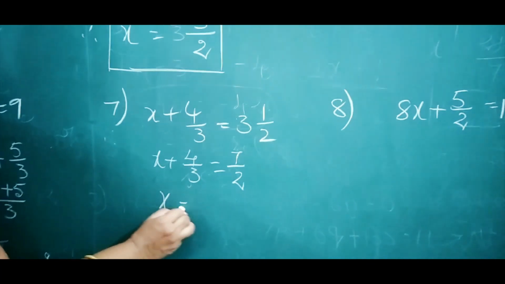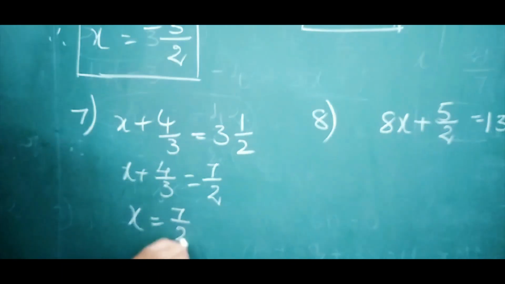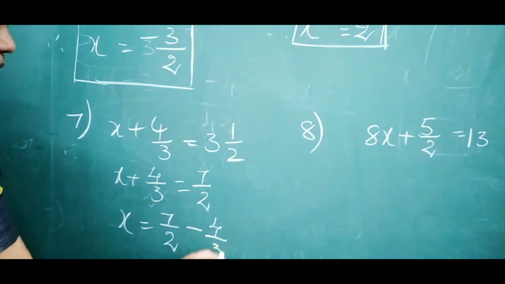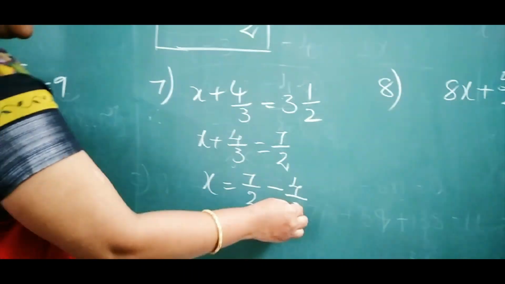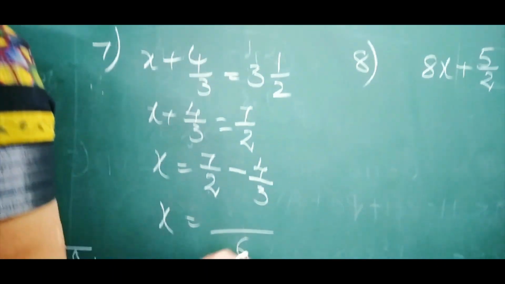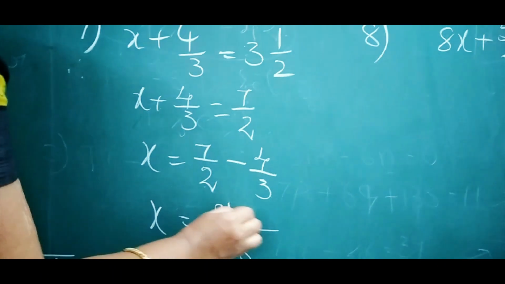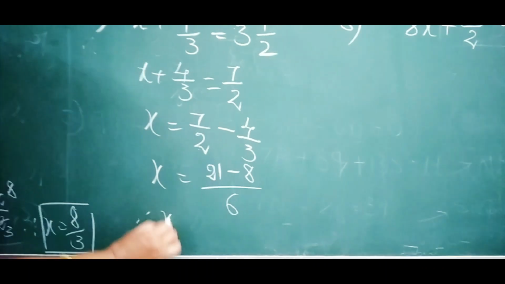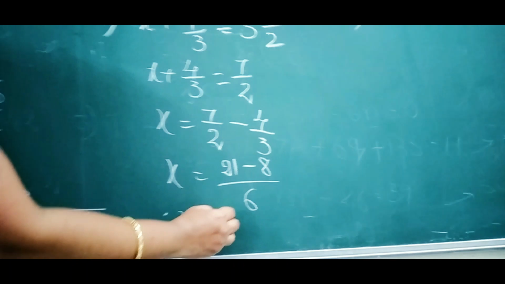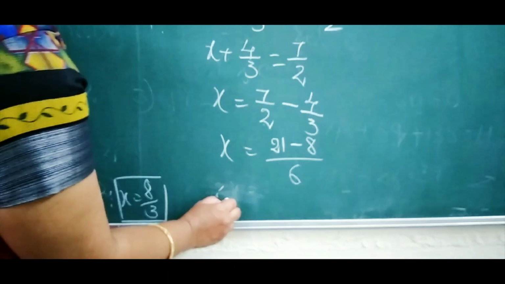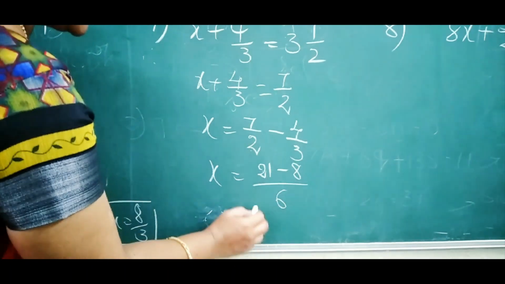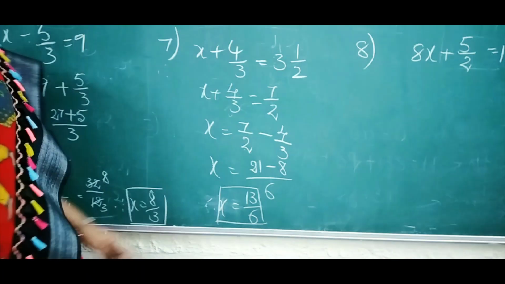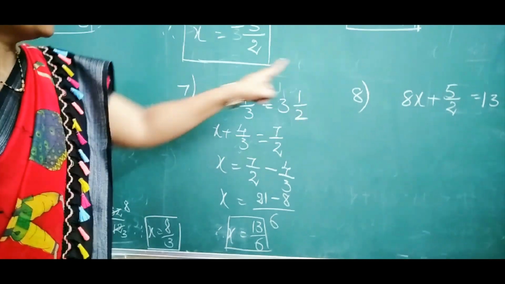Now, the x value you have to take. 7 by 2, this plus 4 by 3 transposed to that side. Minus 4 by 3 you have. x is equal to, the LCM is 6. Now 7 3s are 21 minus 8. Therefore, x is equal to 21 minus 8, 13 by 6. Therefore, x is equal to 13 by 6 is the solution of this equation.